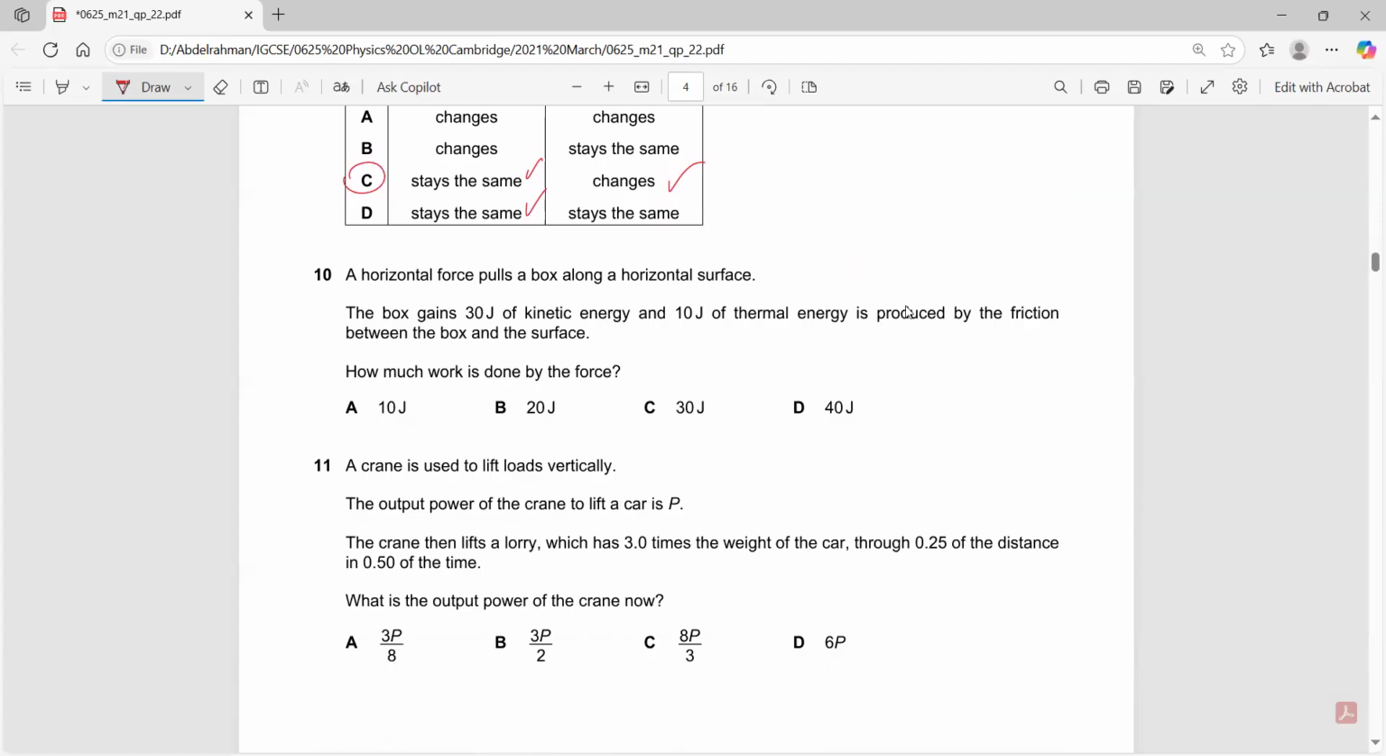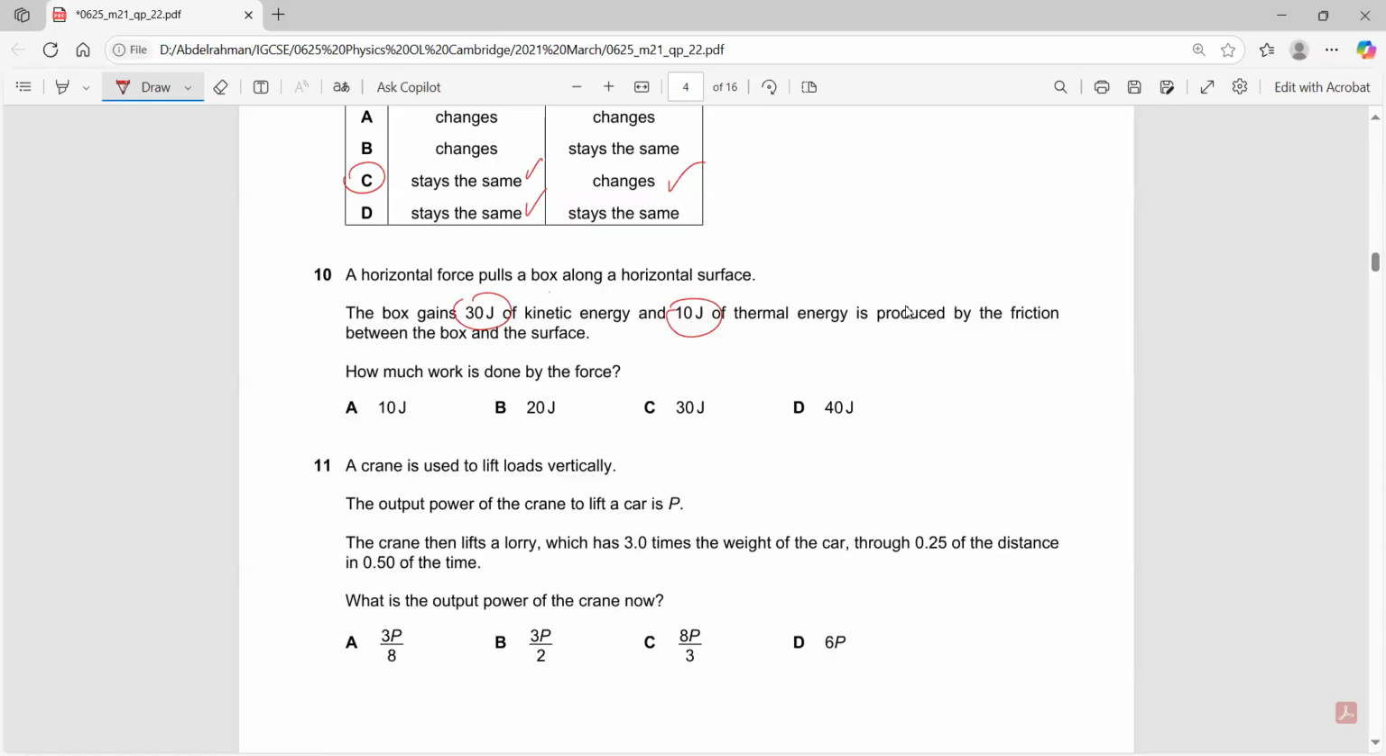I'm sorry. A horizontal force pulls a box along a horizontal surface. The box gains 30 joules of kinetic energy and 10 joules of thermal energy is produced by the friction between the box and the surface. How much work is done by the force? You might say 20 joules, because if you subtract 30 minus 10, that would be 20, which is wrong.